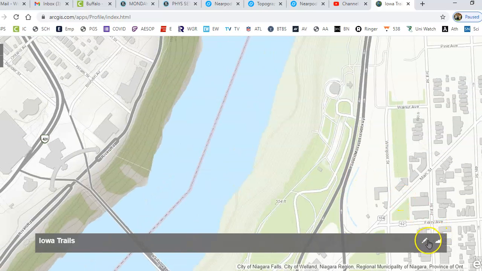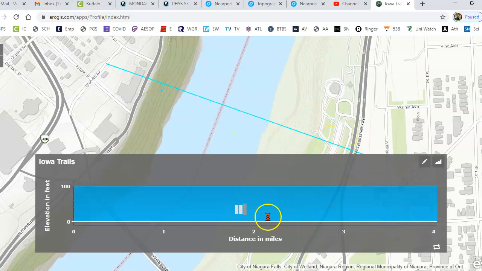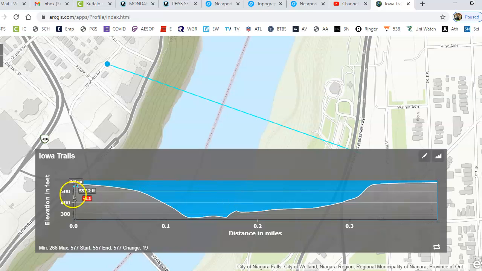So what would a profile look like across from one end in Canada to the other end in the United States, going across the Niagara River? That's what's going to pop up here in a second. The area in gray is the land, and the area in blue is going to be air. So that's what it looks like, right?